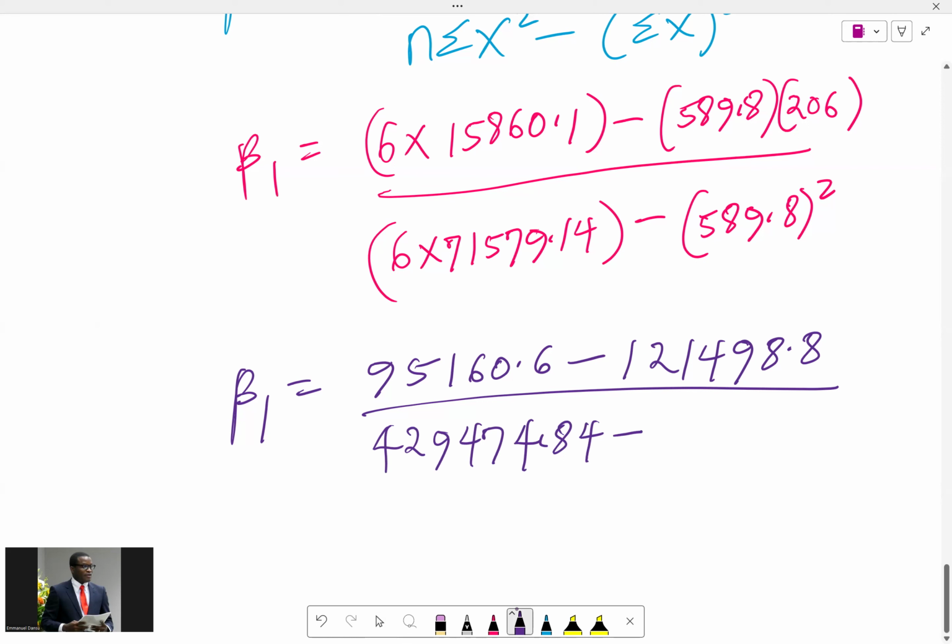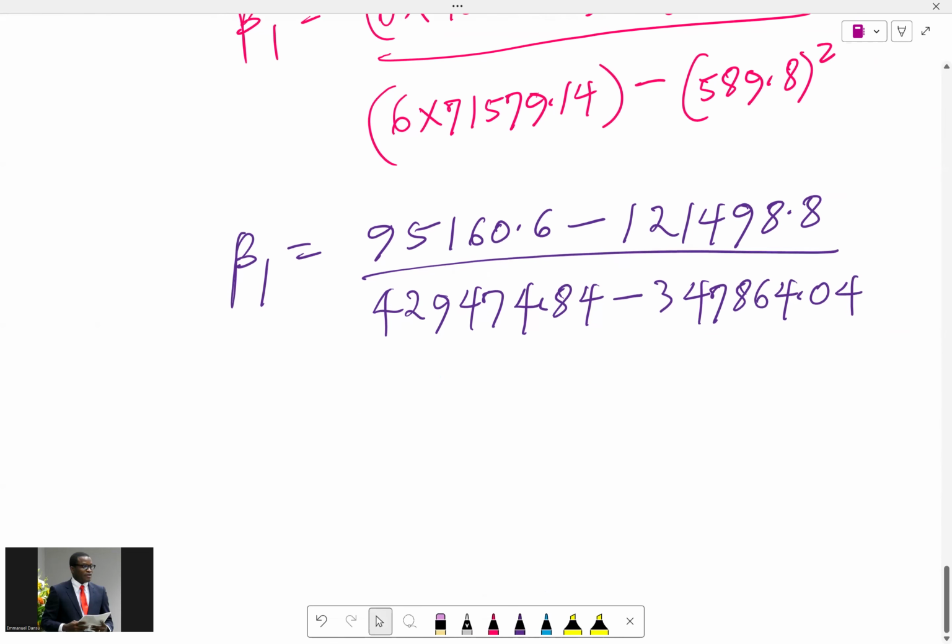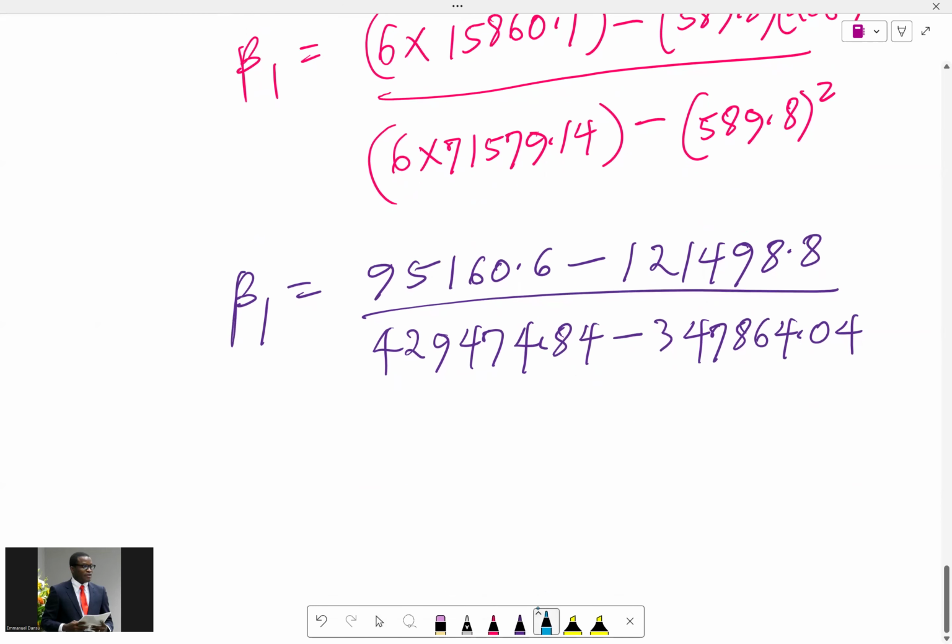That is 429474.84 minus, is that correct? 6 times 71579.14. Okay, that's 429474.84. Then say 589.8 raised to power 2. That is 347864.04. Is that okay? 589.8. Yeah. So that's another breakthrough again. So we keep moving.